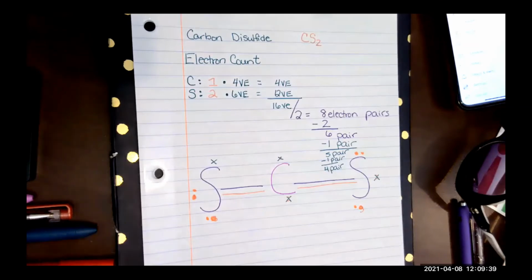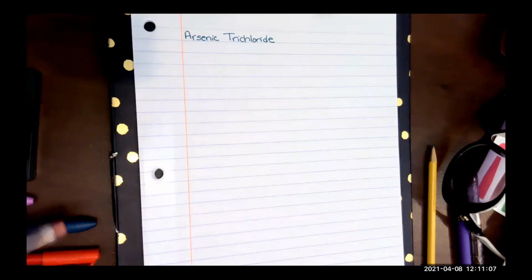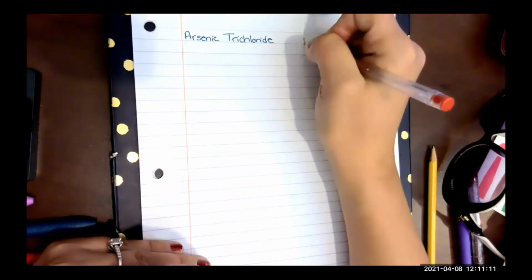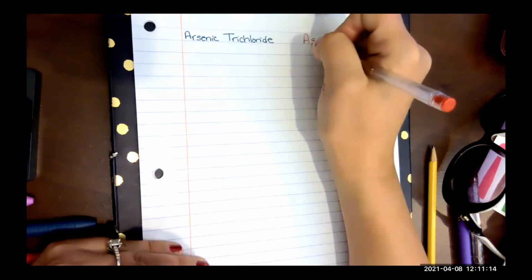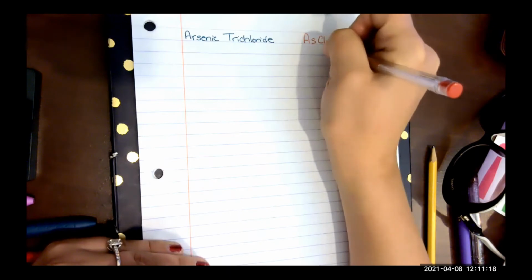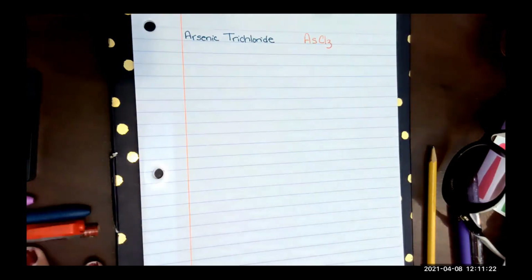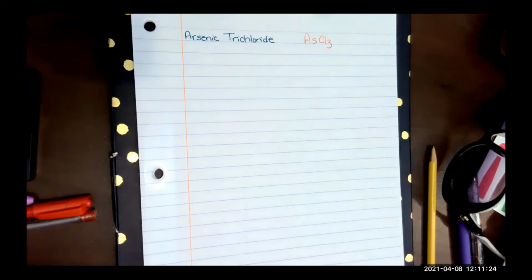Okay, so let's do arsenic trichloride. The first thing you're going to do is go ahead and write the formula. Arsenic is 1 because it's first without a prefix. Tri means 3, so that's 3 chlorine. So it's AsCl3. Once you have that done, you're going to go ahead and do your electron count.